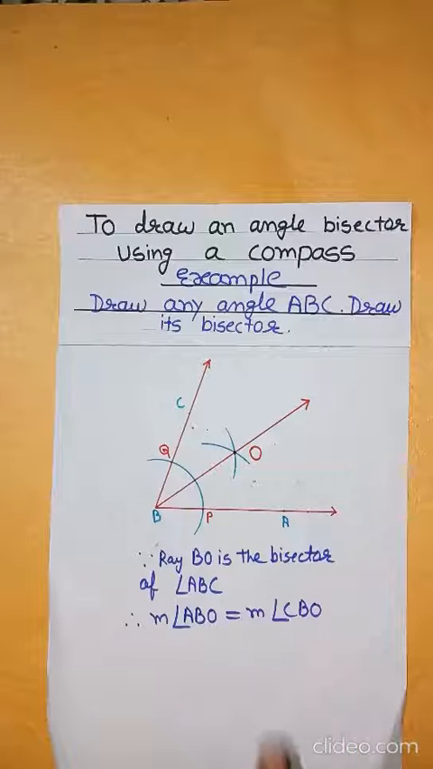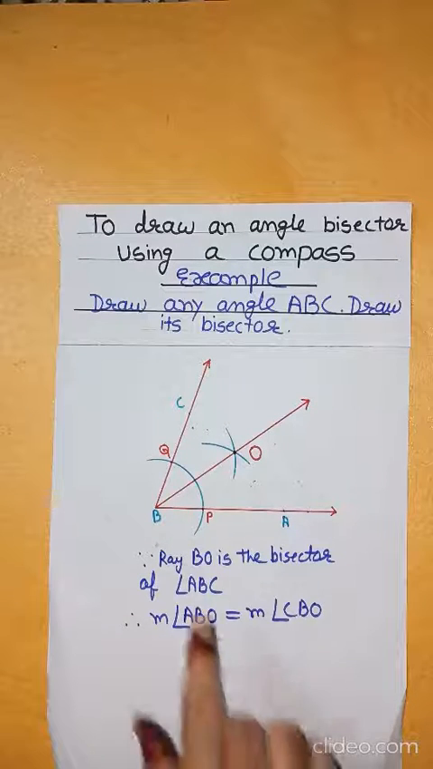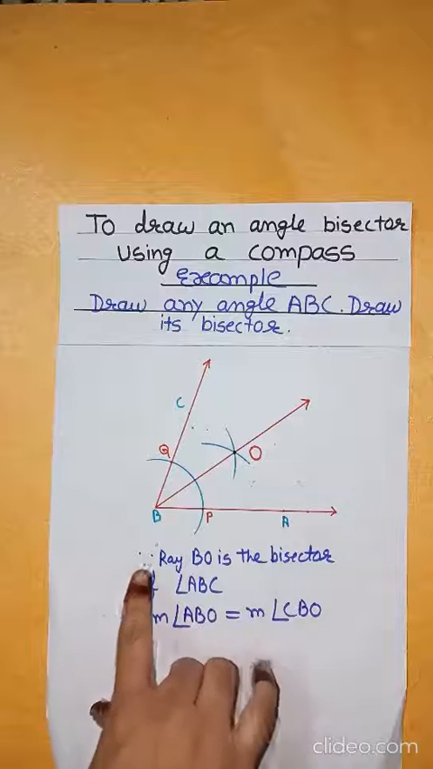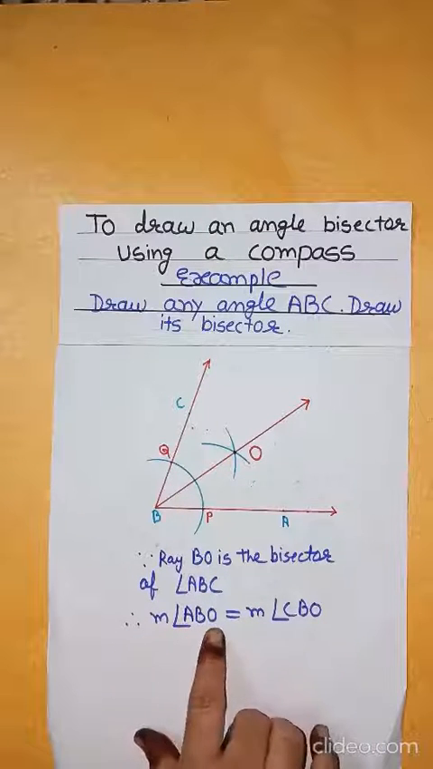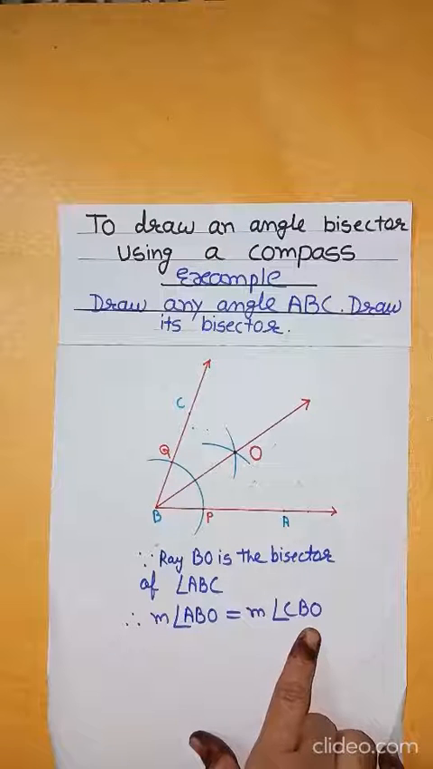But here we don't know the actual measure, and therefore you don't have to write anything about this, but you have to write below this figure as since ray BO is the bisector of angle ABC, therefore measure of angle ABO is equal to measure of angle CBO.